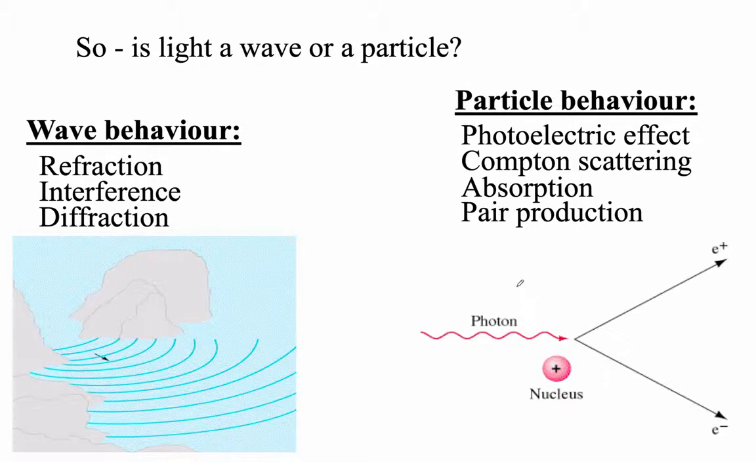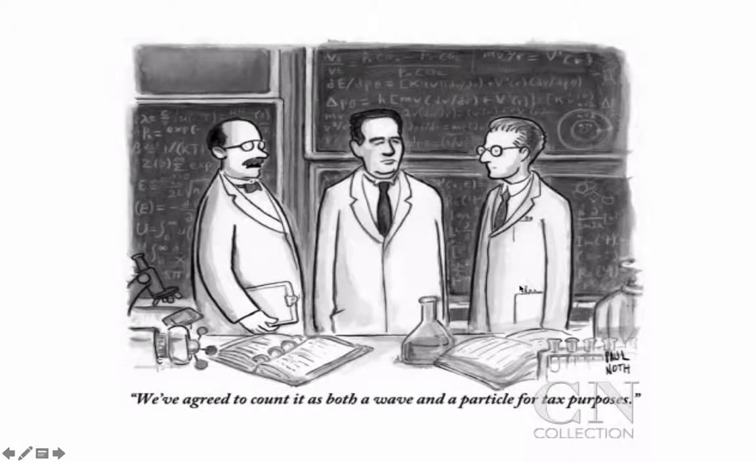Here's another thing. I think this will help explain it all. This, I think, is from the New Yorker: "We've agreed to count it as both a wave and a particle for tax purposes." Yeah, sorry, I thought that was funny though.